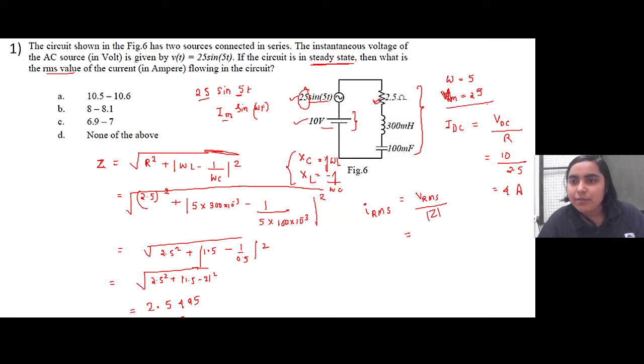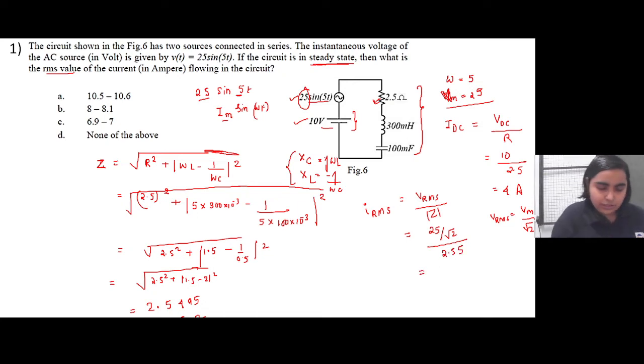So V maximum is given. Now we know that VRMS will be equal to V maximum by root 2. Sir has shown in his lecture how you get this relation, right? So it is 25 by root 2 divided by Z. Here we have got it is 2.55 ohm. So let's calculate this.